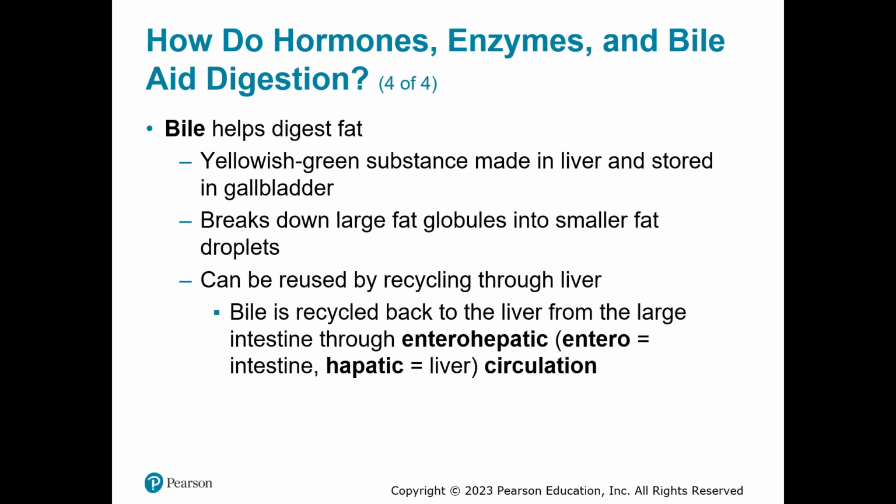Bile is used for fat digestion. It's kind of a greenish substance. It takes large fat globules and it emulsifies them, meaning it breaks them down into smaller pieces that are easier to absorb. And then most of it is recycled. It can be reused by recycling through the liver. So it gets released and then it gets reabsorbed, usually from the large intestine, and goes back into the liver and gets recycled into fresh bile.